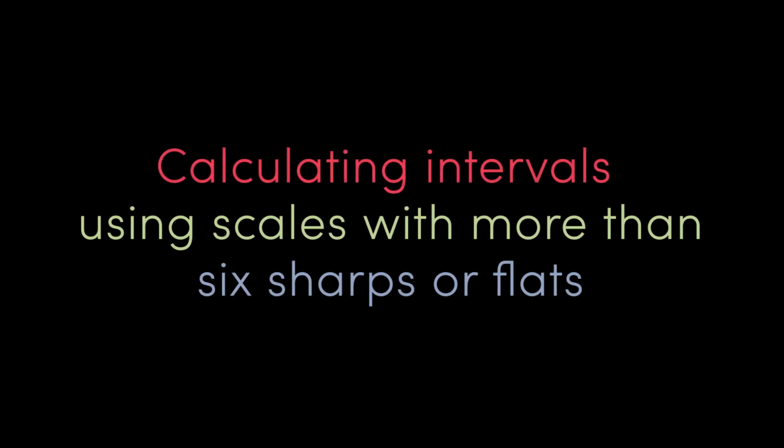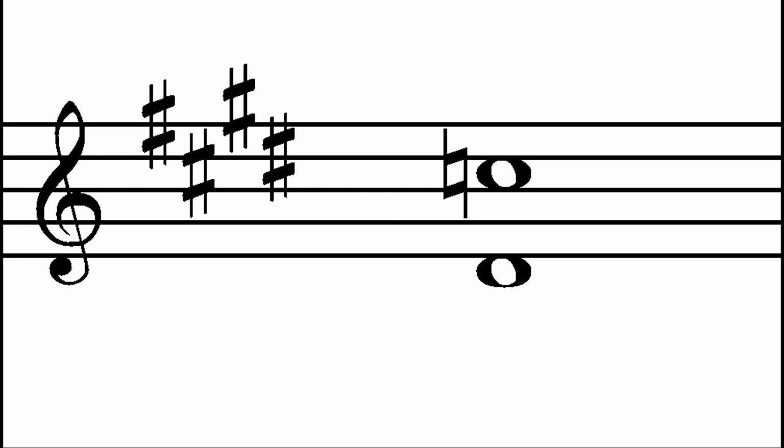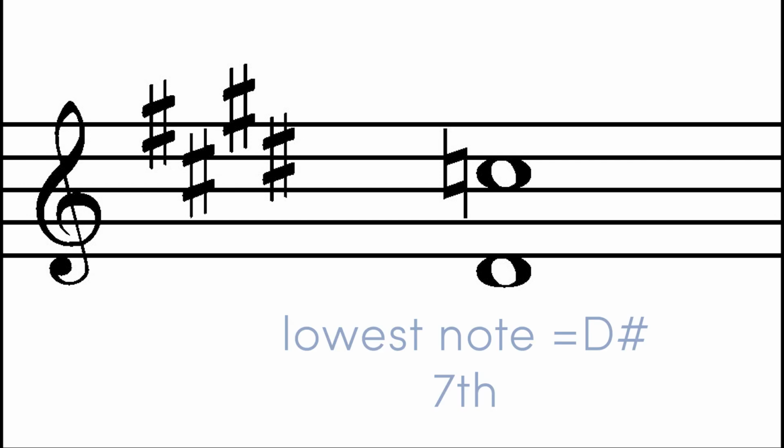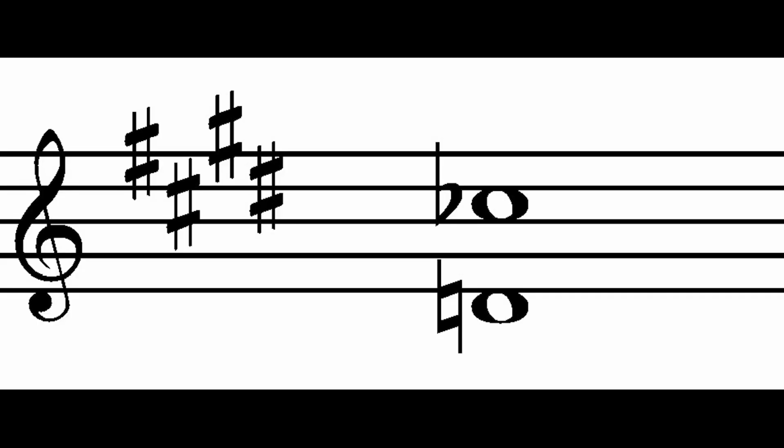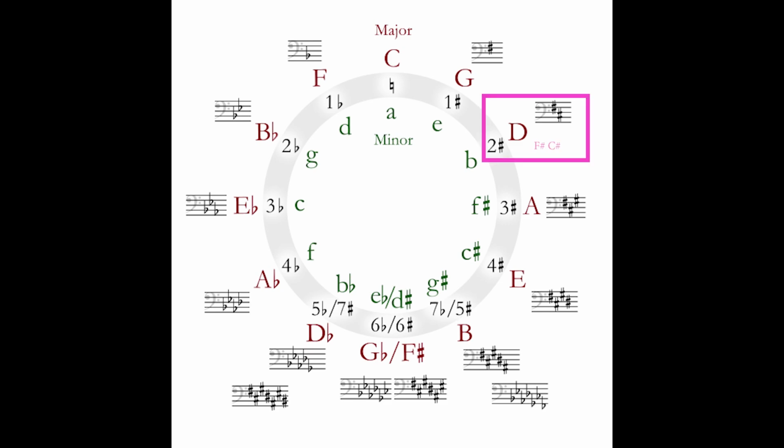When the key of our lower note has more than 6 sharps or flats, it's slightly impractical to use that key to calculate our interval. So, for example, in this case, we've got a D sharp at the bottom. When we look at our circle of fifths, D sharp is not a practical key to use. So what we can do is lower both notes, but keep the interval the same. It's still a 7th. So our D sharp has become a D natural.